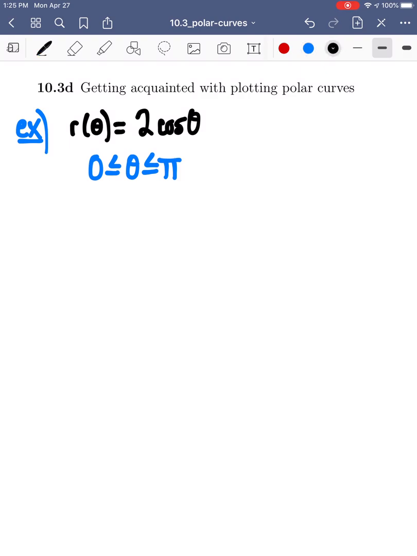So we can go ahead and make our table. So we'll start off with theta. We have r, and then we have our point r theta.